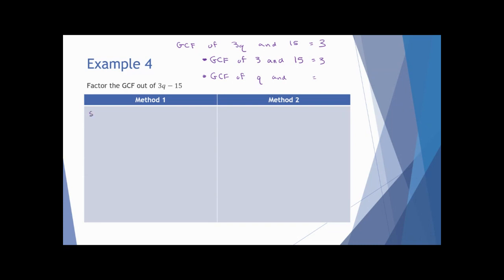So step 1 was identifying the greatest common factor. So the greatest common factor is 3. So that's the same step for both methods. Now method 1, what they do is they are rewriting what they have as that greatest common factor times something else.